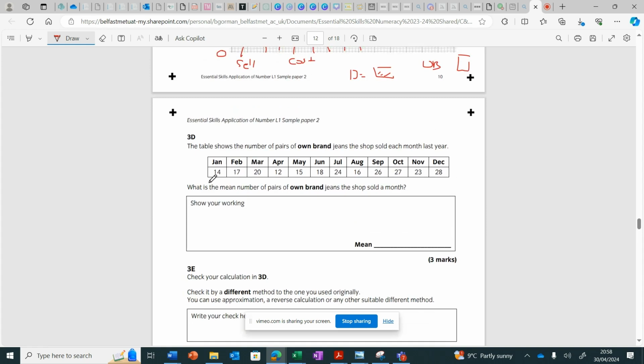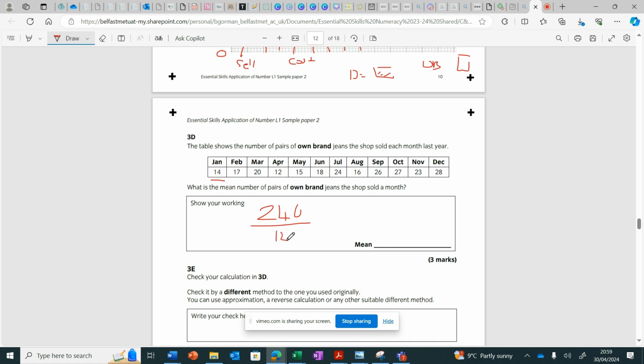Now we have the mean. The mean is everything added up divided by how many. So for the own brand jeans, that's all these numbers here. So let's add them up. 14, 31, 51, 63, 73, 78, 88, 96, 100, 120, 136, 156, 162, 189, 212, 240 by the looks of it. We add them up. Again, use a calculator in the exam.